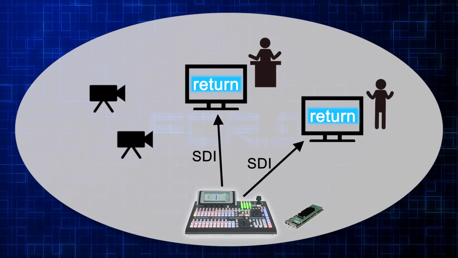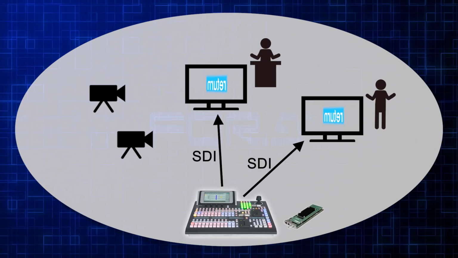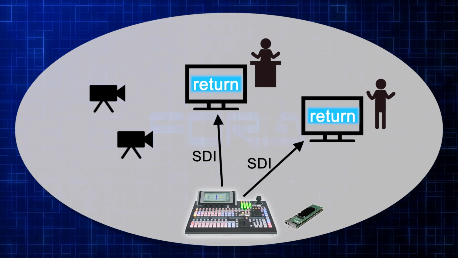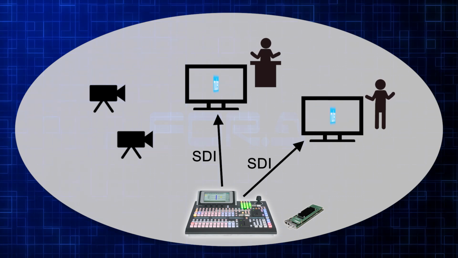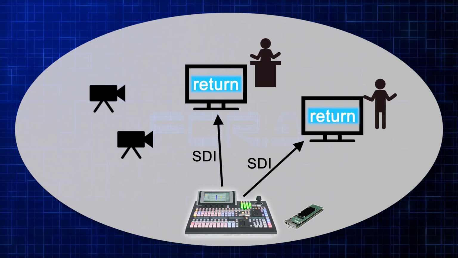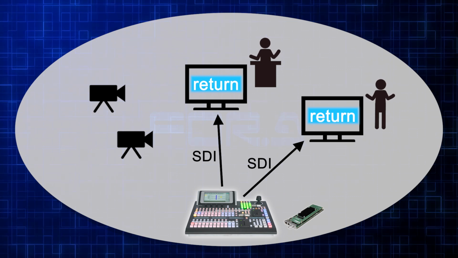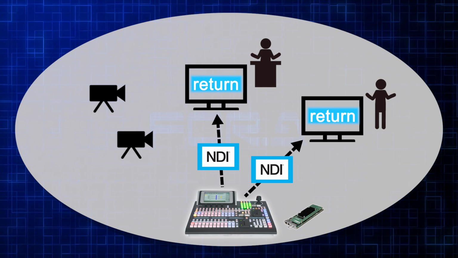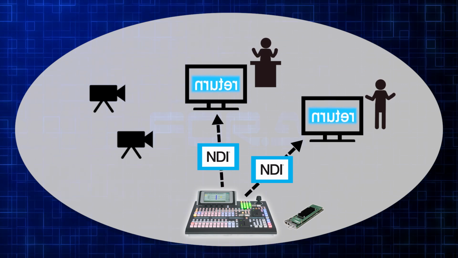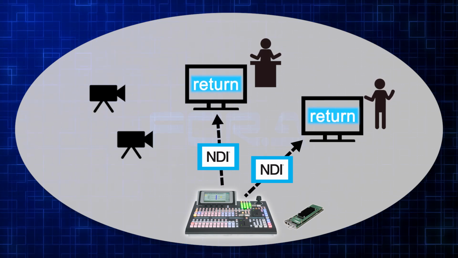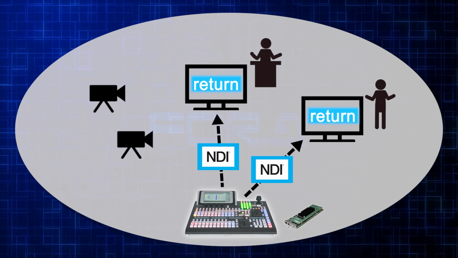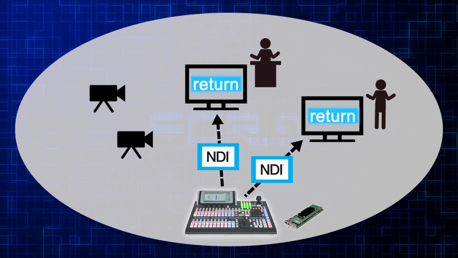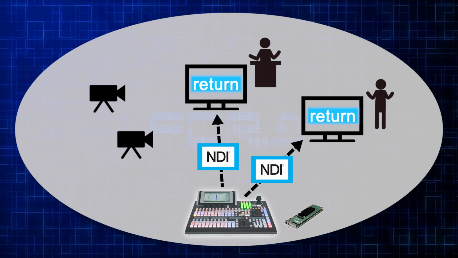Next, here's an example of how to make send-back operations more convenient. Normally, video is sent by cable to the send-back monitor, where the performer checks the video. But by using NDI, video can be sent without cable. So, by using NDI, it is possible to send images without cables, enabling more flexible construction of facilities.